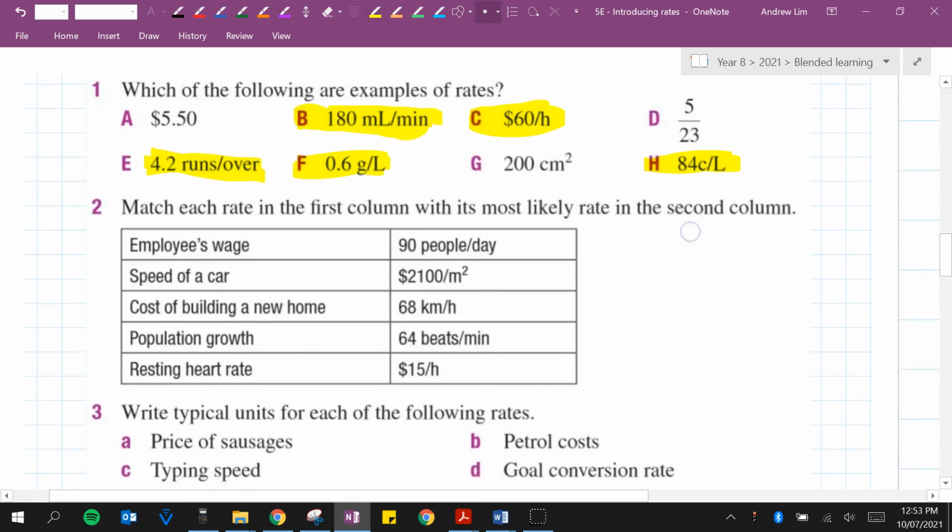Okay. Match each rate in the first column with its most likely rate in the second column. Can I get you to pause the video, have a go with this, and once you're finished you can check your answers.